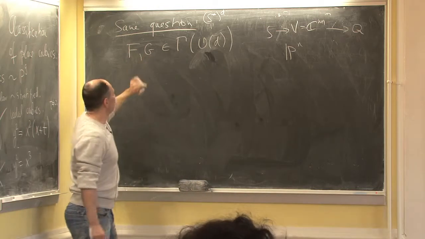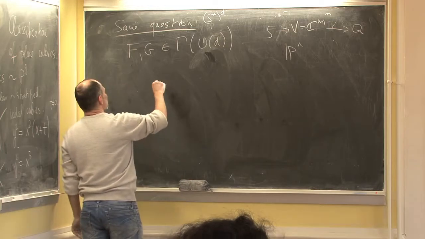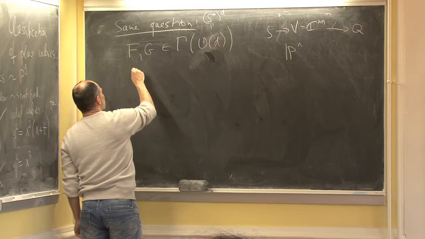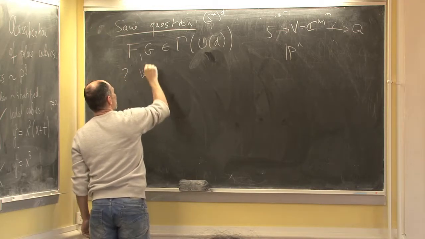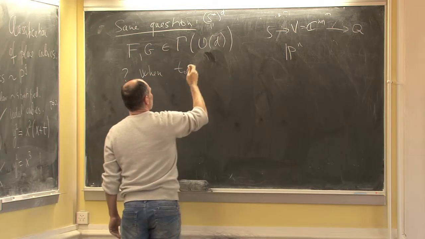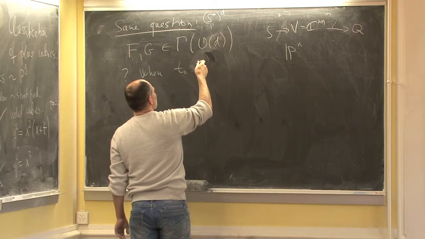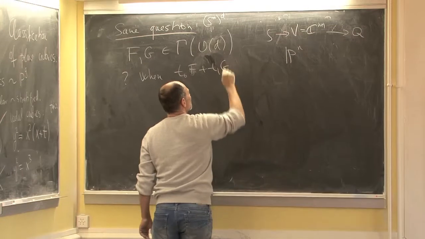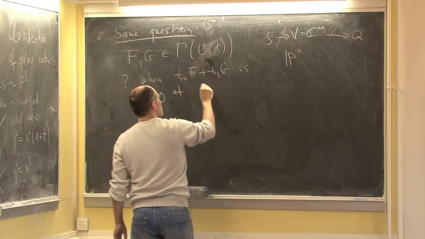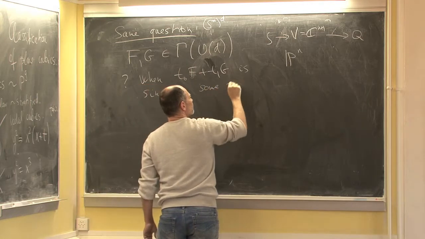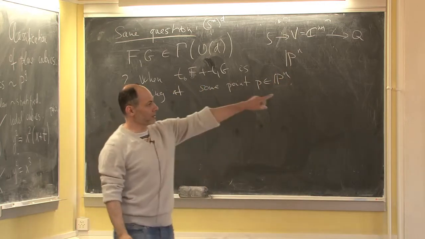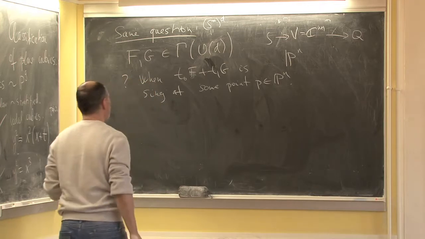We are trying to understand the following thing, remember the question was: when is t0 f plus t1 g singular at some point P? I will now formulate this in the language of these principal parts.